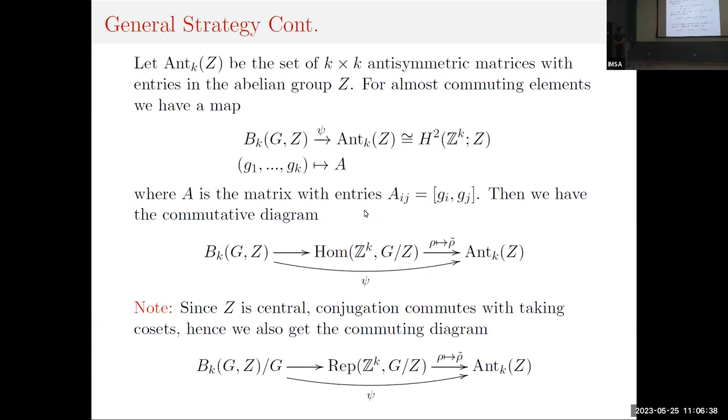And in this case, Z is central, so conjugation makes sense. And it commutes in this case, or I guess it makes sense here. And over here, I don't do anything because the commutators are central. So if I conjugate them, it doesn't do anything to them. So this is the right map to look at whenever you want to understand these spaces.